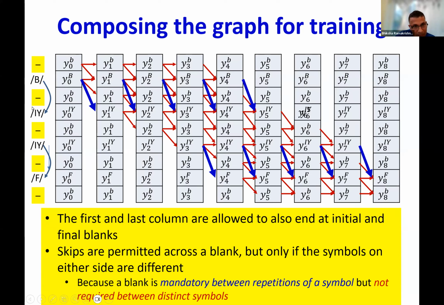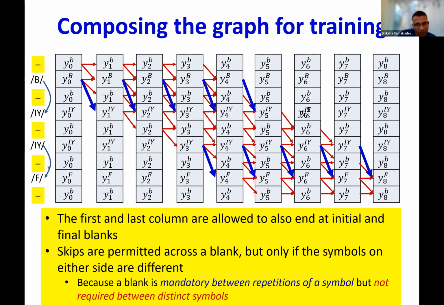For E and E, the symbols on either side are the same, so there's no skip from E to E. So the rule is very simple. You allow a skip across two rows if the symbols on either side are different. Otherwise, the only allowed transition is to the next row.